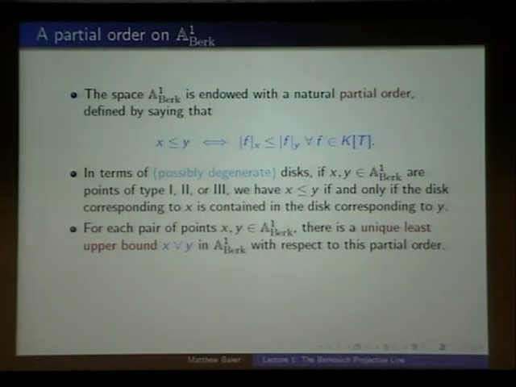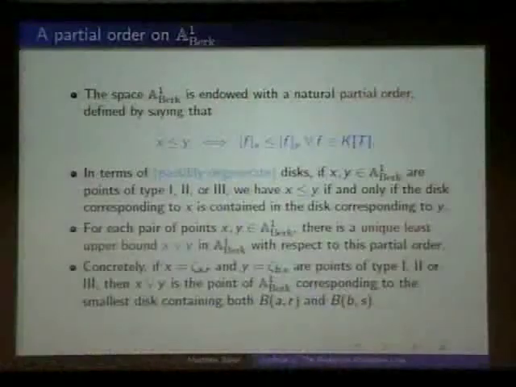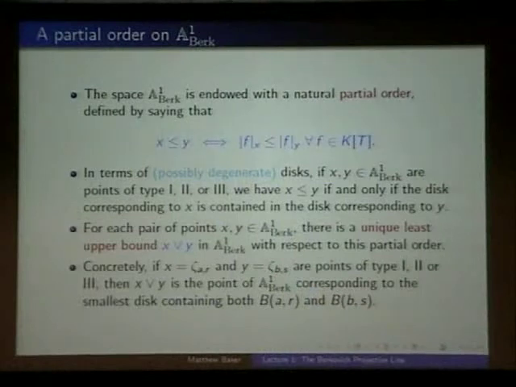And this was when I was telling you the path structure. The path from x to y goes from x to the least upper bound of x and y, and then back down to y. And x wedge y, x ∨ y, is the point corresponding to the smallest disk containing x and y.